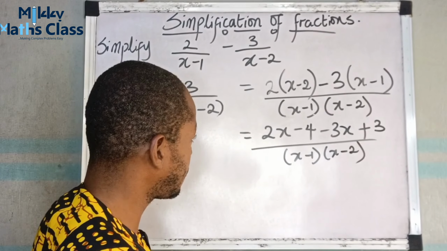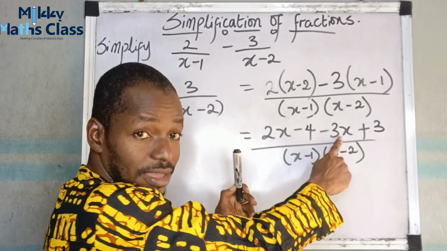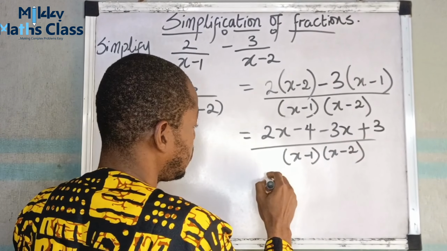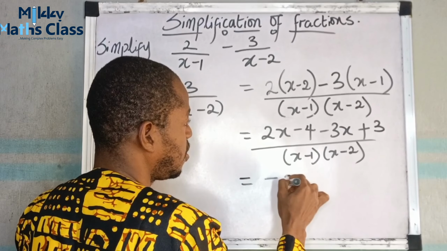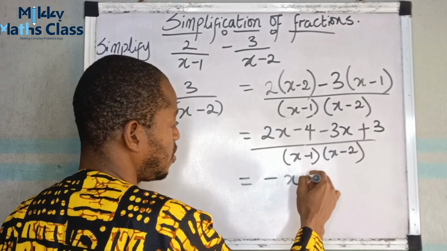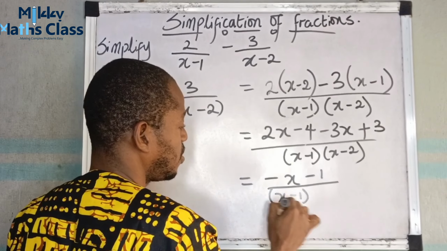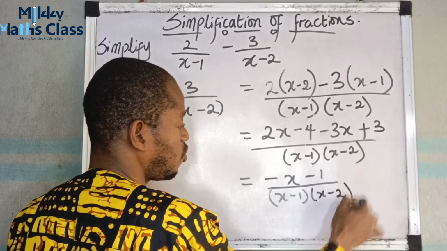Okay, from here, we can collect like terms. 2x minus 3x, that will give us negative x. So this is negative x. Negative 4 plus 3, that will give us negative 1 over x minus 1 into bracket x minus 2.